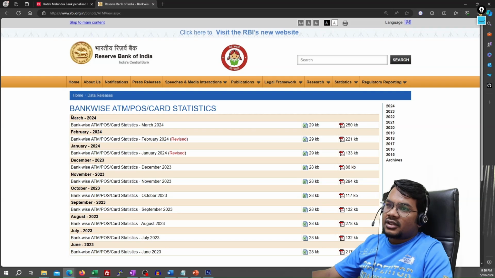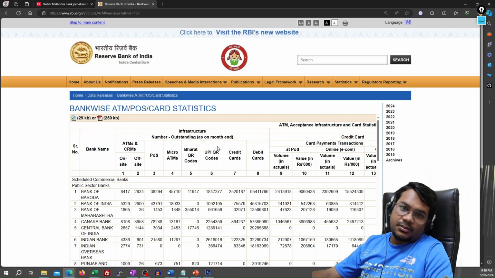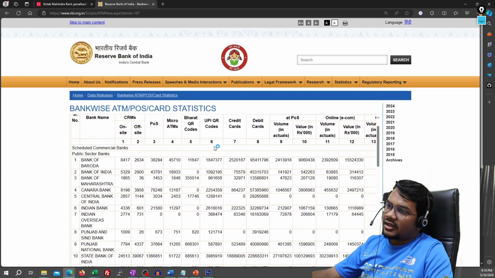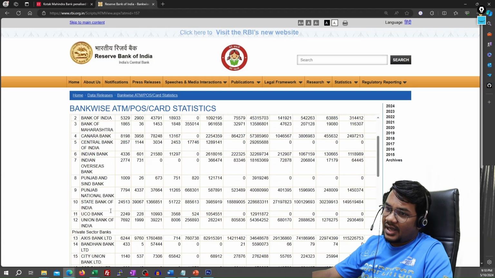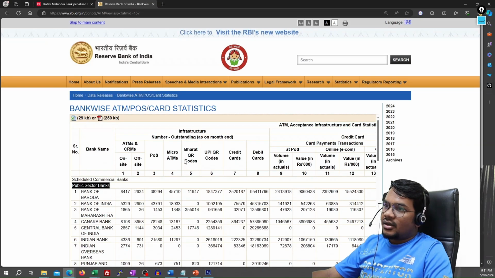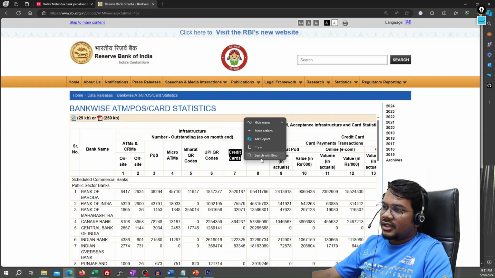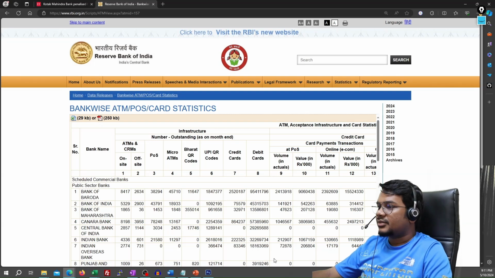And if you see, the March 2024 data is available in PDF and Excel. Let's download this particular Excel now. Let's take a closer look at the data first. If you see, there is a segregation of banks. What kind of banks are they? All major banks are there, private sector, public sector. And the number of outstanding credit cards, debit cards. It even has UPI QR, the number of UPI QR codes issued by the entity.